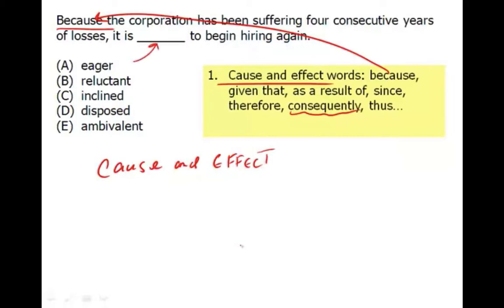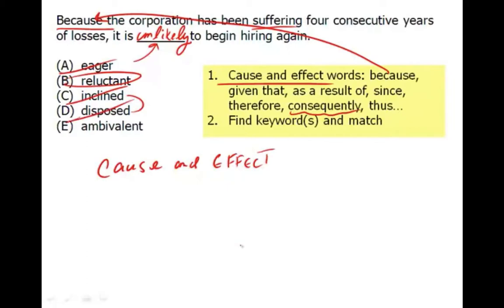So, as a result of the company doing badly, I'm just kind of breaking down the sentence here. If I'm looking for the keywords, so has been suffering, it is blank to begin hiring again. Well, it is unlikely that it will begin hiring again. So we get rid of words like eager. Reluctant. If you're reluctant, you're not really willing to do something, so that works pretty well. Inclined is the opposite. Disposed is actually a synonym here for inclined, so we get rid of both of them.